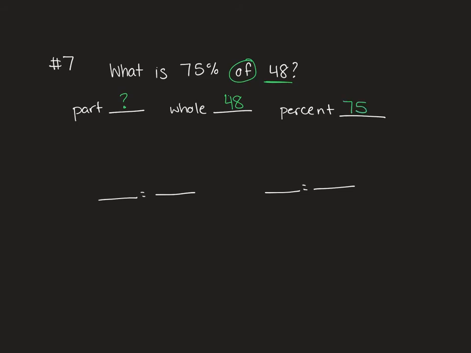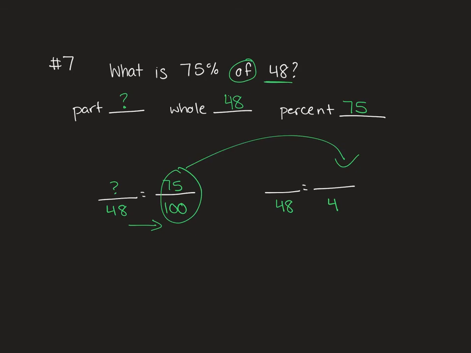So we're going to have our two fractions. So we'll start with our part over our whole equals our percent. Now, it's not easy for us to get from 48 to 100 in one step. So instead, we're going to find a different way to get there. Now, they give us a hint that says start by writing 75% as an equivalent ratio with a denominator of 4. So we're going to turn 75 out of 100 into a fraction out of 4.